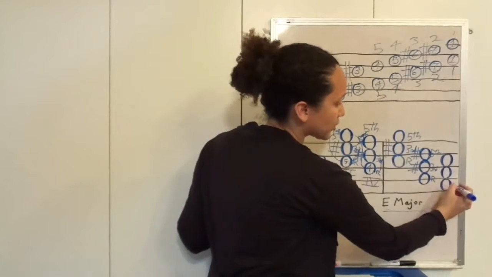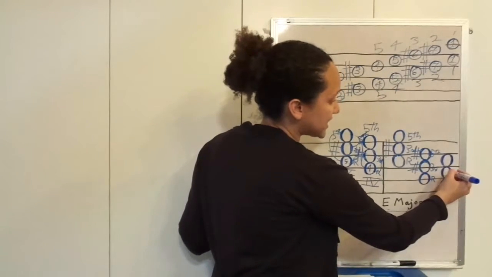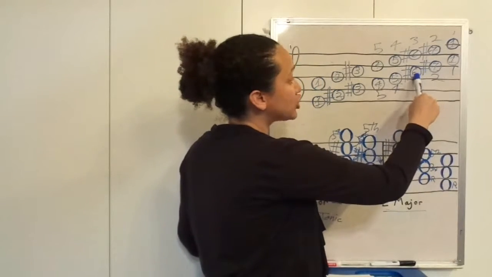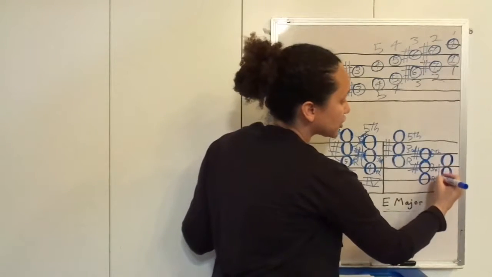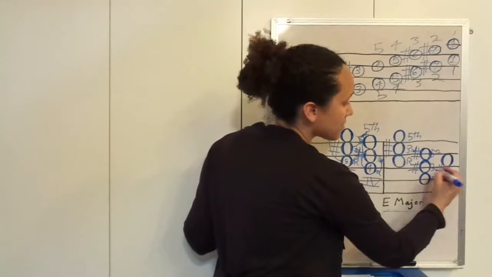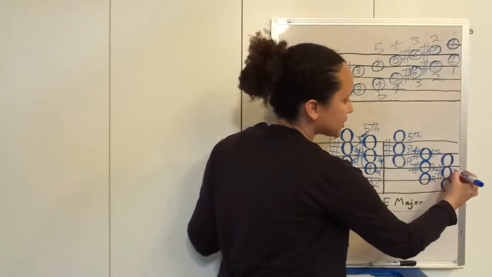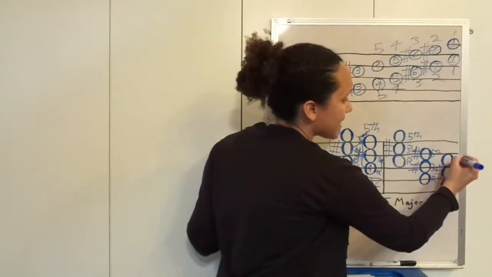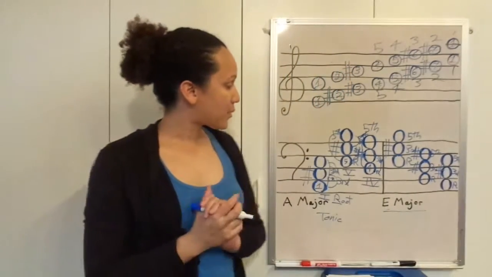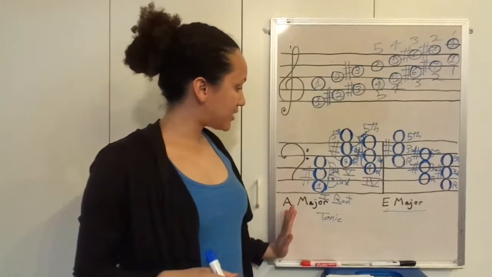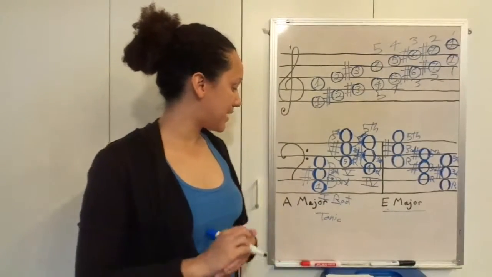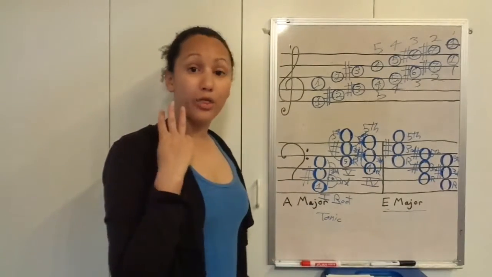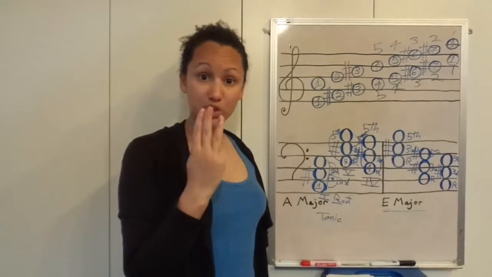Over here, there's our root. We skip up to C, but remember C has to be sharped. So right here, we're going to squeeze in a sharp on our C, and that gives us our third. And then we have our fifth. We skip up to our fifth. So now we have the chords for A major and the chords for E major. A major, 3 sharps, F sharp, C sharp, G sharp.